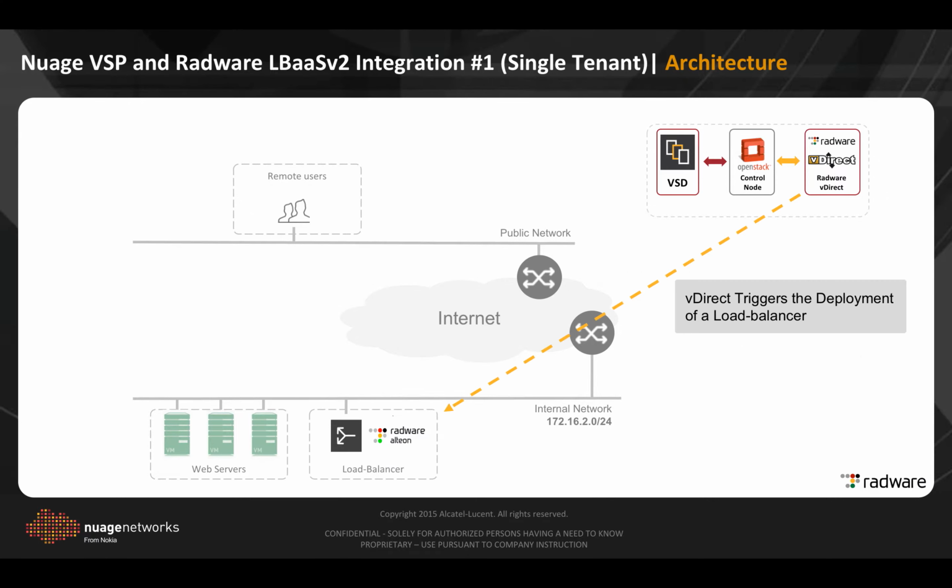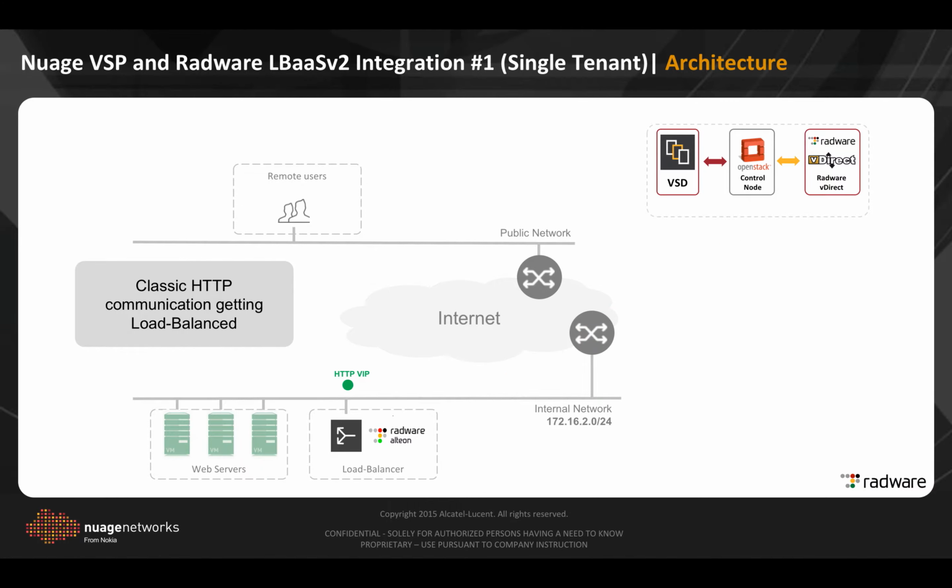vDirect triggers the deployment of an application delivery controller, which after deployment is being connected to the internal network. Next, the Alteon machine would expose a virtual IP and would load balance traffic to the configured real servers. Alteon is also capable of doing SSL termination.